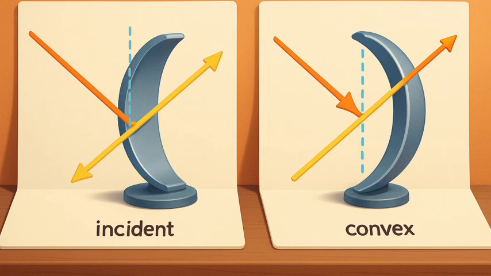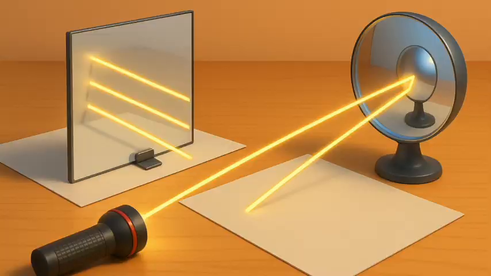Are laws of reflection applicable to spherical mirrors also? The laws of reflection are valid for all kinds of mirrors, plane and spherical. But if multiple parallel rays fall on the spherical mirrors, we observe something interesting.